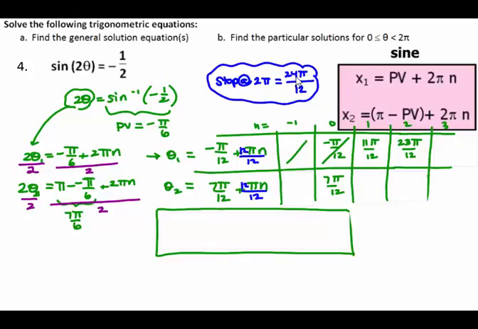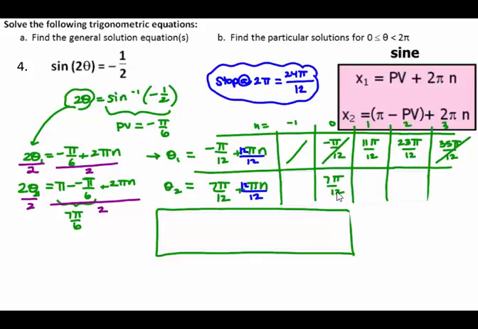I'm going to check in. Okay, I'm still underneath that threshold of 24 pi over 12. If I add any more, I'm going to go over. Now I'm up at 35 pi over 12. That's too big. So I've got two particular solutions from this one equation this time. It's not always one-to-one, so watch out.